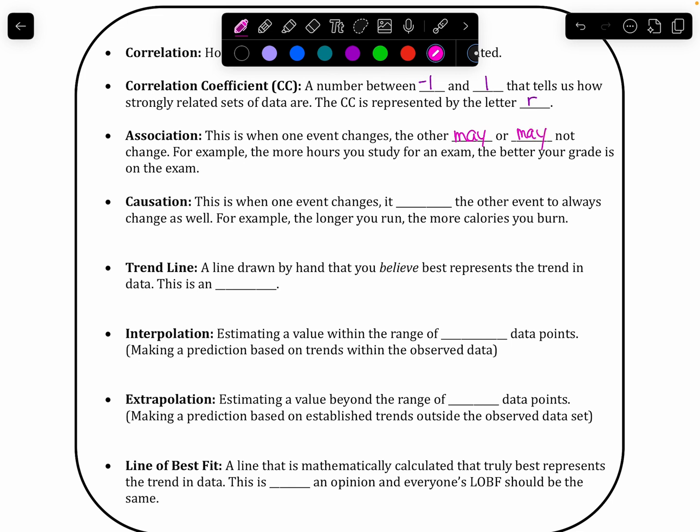Association. This is when one event changes, the other may or may not change. For example, the more hours you study for an exam, the better your grade is on the exam. Is that always true? No.